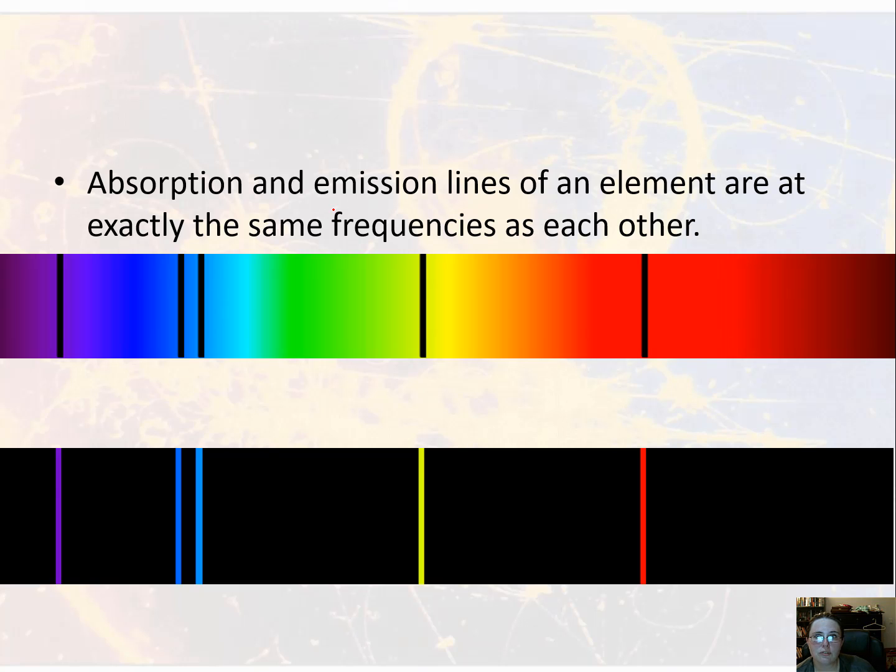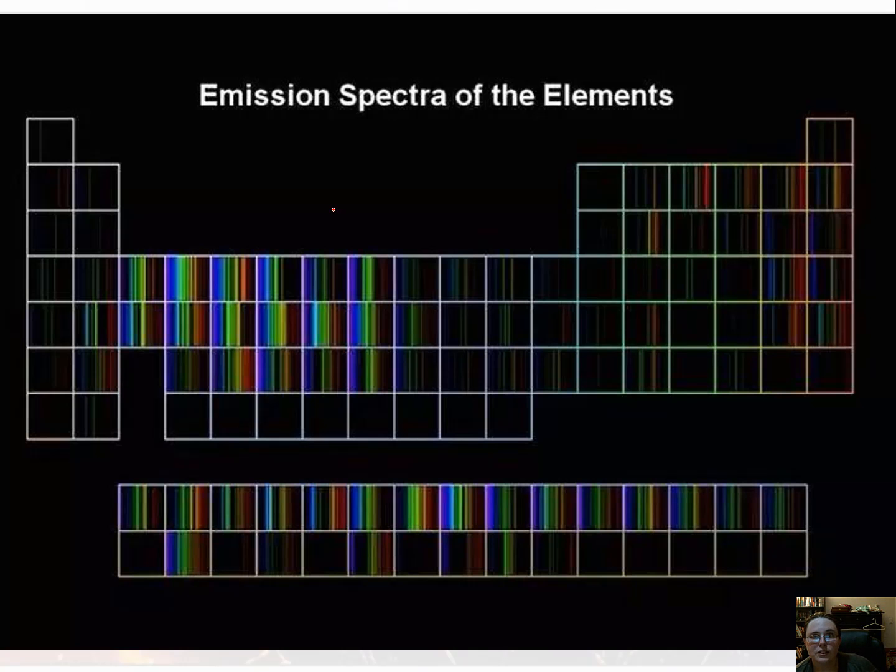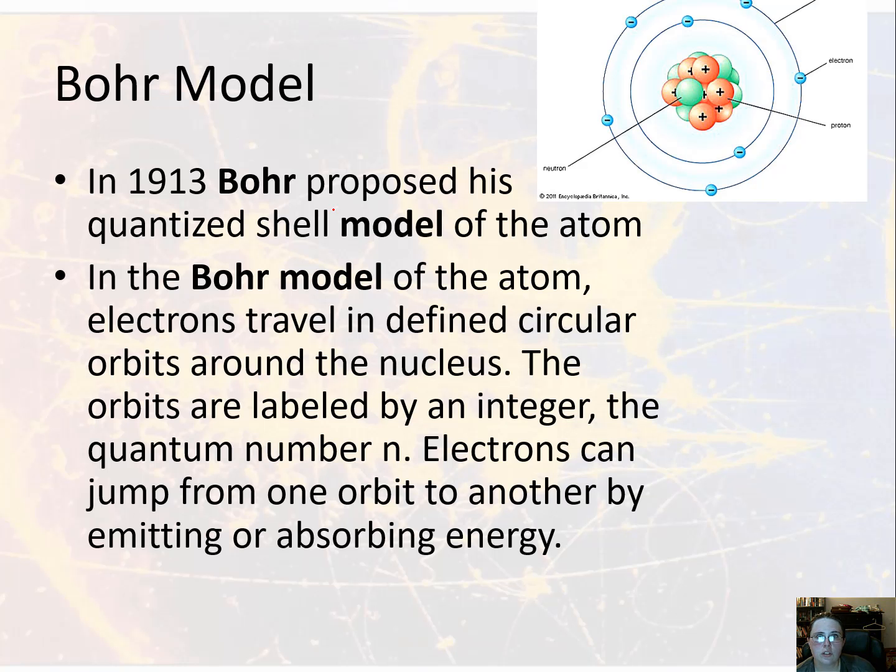The absorption and emission lines of an element are at exactly the same frequencies as each other. You can use them to identify the type of gas you're working with. So here's the emission spectra of all the elements. You don't need to know this, but it's kind of pretty. And here's another example. So then Bohr also proposed a quantized shell model of the atom.